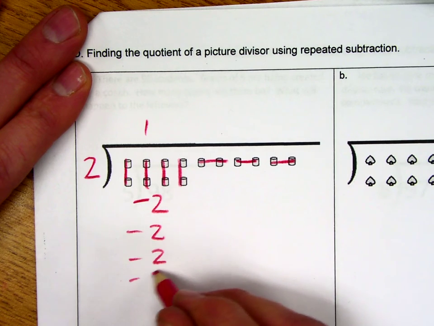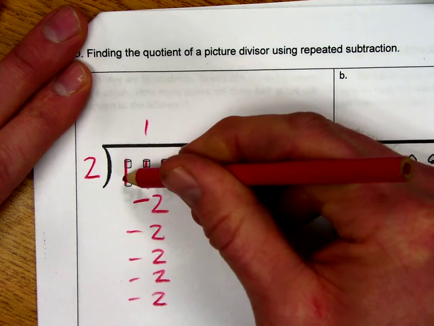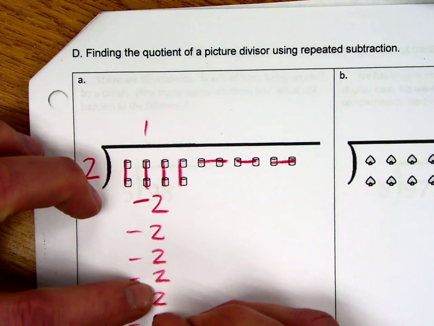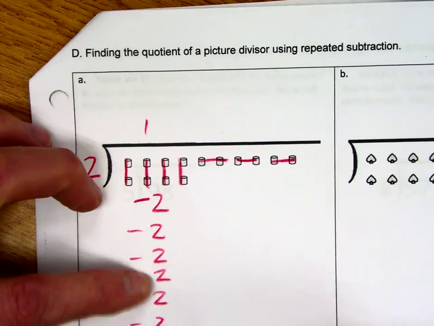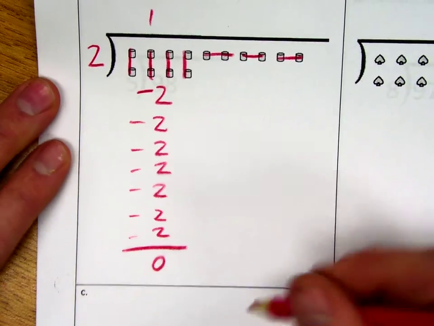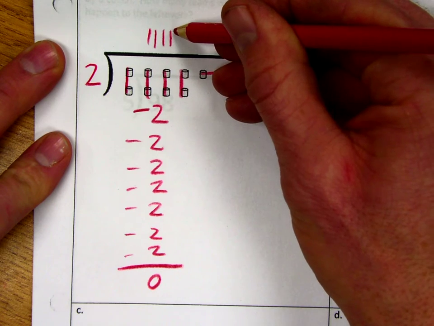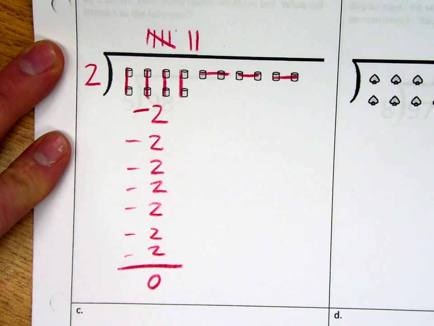But they just keep repeating this fact that they're taking away 2s, 1, 2, 3, 4, 5, 6, 7, and that would get them down to 0. I'll move that up so you can see it. And of course they would have kept track of 1, 2, 3, 4, 5, 6, 7 2s being subtracted.